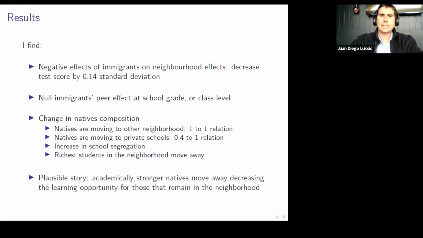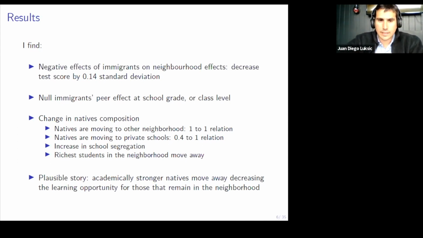And then I look at the change in native composition. I found that natives are moving to other neighborhoods around a one-to-one relation. One immigrant coming in is one native moving out. Natives are moving to private school. 0.4 natives are moving to private school when one immigrant is coming into a neighborhood. And there is an increase in school segregation. And also the richest students in the neighborhood are those that are moving away.